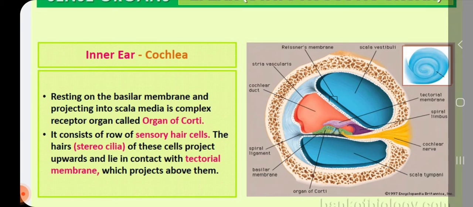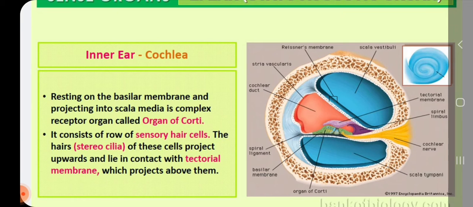The membranous labyrinth has the inner coiled structure called cochlea. So that cochlea is divided into different parts with the help of Reissner's and the basilar membrane. Okay, so that is forming the scala vestibuli and scala tympani. The space within the cochlea is called the scala media. So that scala media is filled with endolymph. Why is it filled with endolymph? Because the scala media is a part inside of the membranous labyrinth.